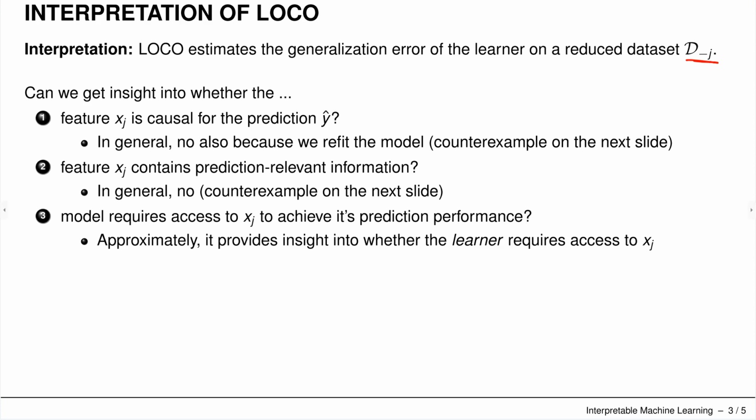And for the third goal, so the model requires access to xj to achieve its prediction performance, we'll get an approximate answer to that, because the difference is for LOCO, the learner or inducer stays the same, but the model changes. So as soon as we leave the feature out and refit the model, it's not the same model anymore. It's the same learner, but not the same model. And that just is a small difference compared to the other feature importance methods.